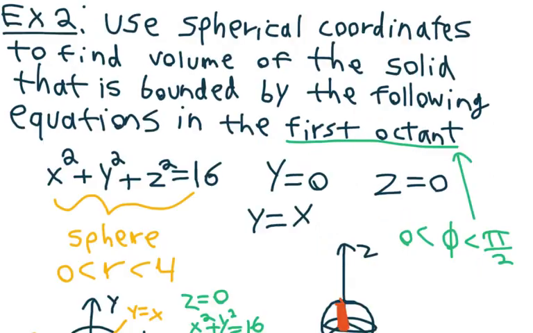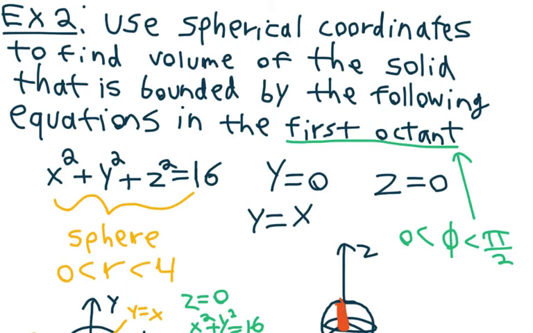Let's move on to a second problem. Over here, we are going to use spherical coordinates. It tells you to use spherical coordinates to find the volume of the solid that is bounded by the following equations in the first octant. We said before that the first octant means that phi is between 0 and pi over 2. So that's the first bit of information.